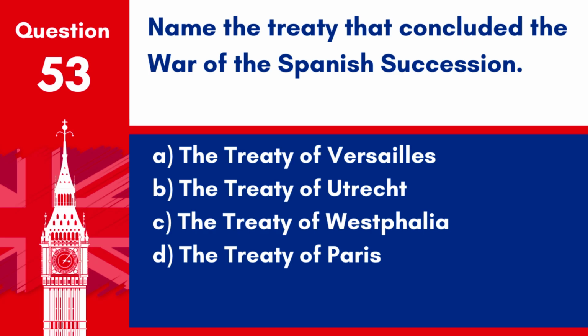Question 53. Name the treaty that concluded the War of the Spanish Succession. A. The Treaty of Versailles. B. The Treaty of Utrecht. C. The Treaty of Westphalia. D. The Treaty of Paris.